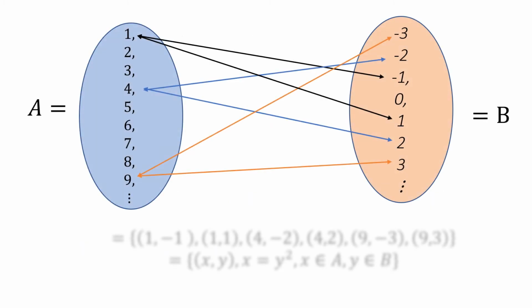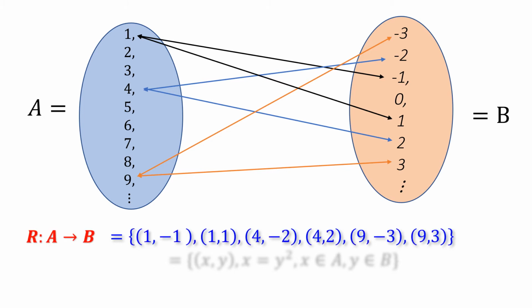Now let us revisit the previous example. In that example, we have paired elements of A and B such that the first element of the pair is the square of the second element. In this example, we can see that the first element does not have a unique image in set B. For example, element 1 has two images, minus 1 and 1. Element 4 also has two images, minus 2 and 2. And element 9 also has two images, minus 3 and 3.